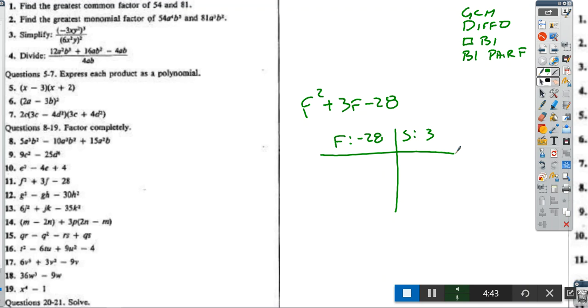All right, so right away, I know I'm going to have an f and an f, and I have to have one positive and one negative. Okay, so what times what is negative 28 that add together to make 3?